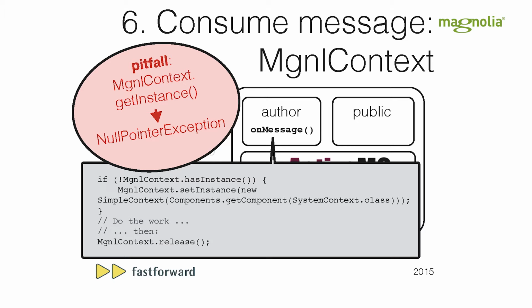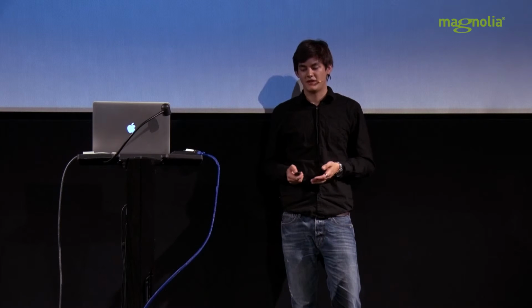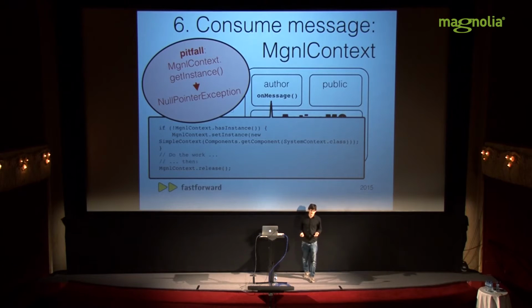The next pitfall we faced was that, of course, our message queue or our message consumer is running outside of Magnolia's filter chain, which makes perfect sense, but there's one difficulty. If it doesn't run through the filter chain first or isn't running in this thread, there will be no Magnolia context. Get instance will just return null. So to resolve this problem, we first check whether there's an instance, and if not, we manually instantiate a simple context, do our work, and afterwards we release it again.